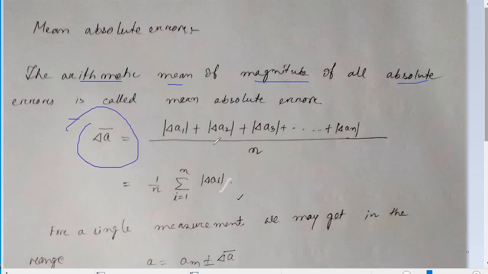Del a dash is equal to the magnitude of del a1 plus the magnitude of del a2 plus del a3 up to del an, divided by n. We are taking only the magnitudes, right?